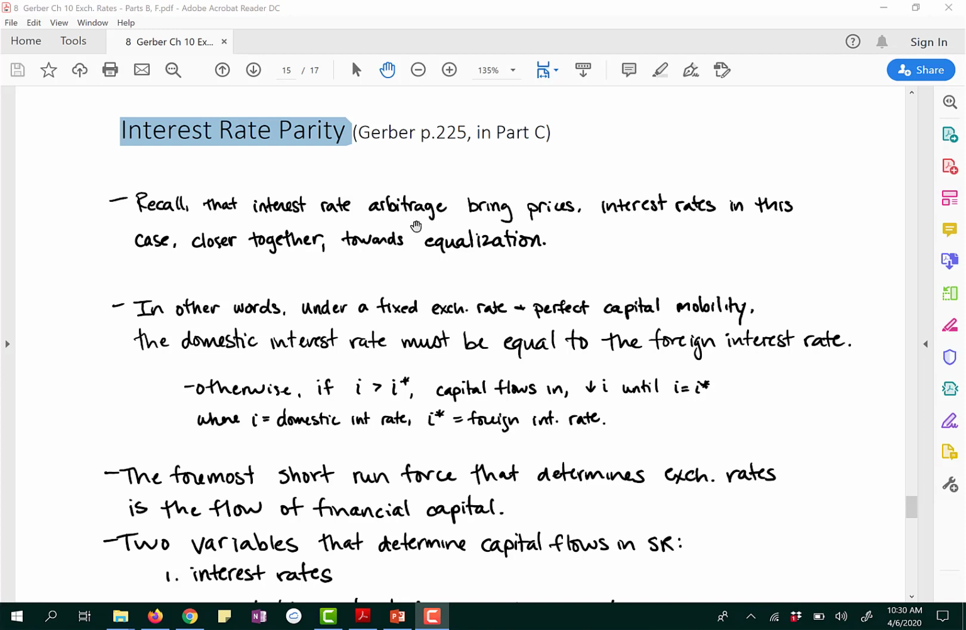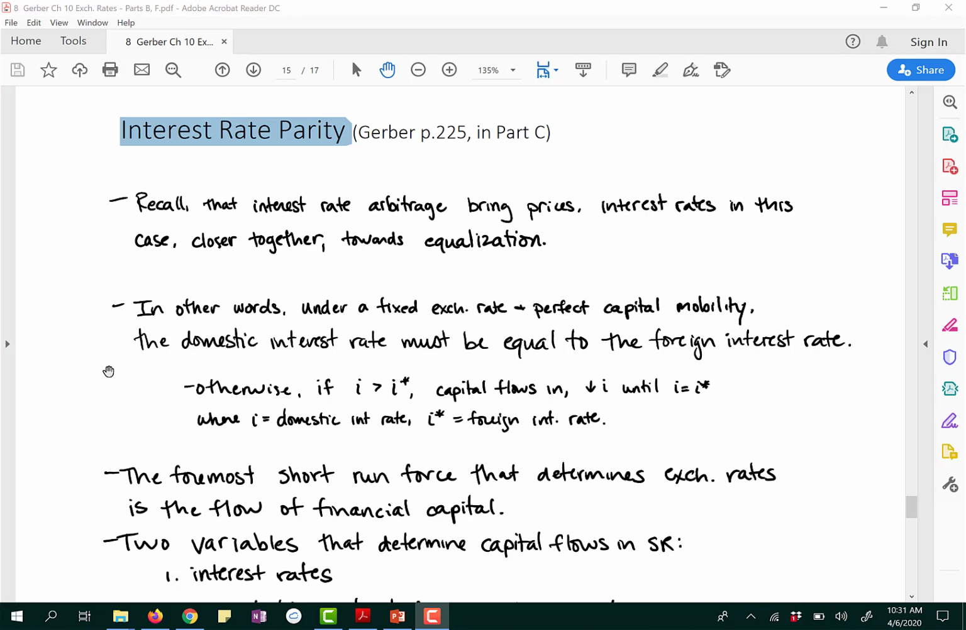Any sort of arbitrage has the effect of bringing prices closer together. So, for example, when lots of people rush to buy the good in the low price market, it raises demand and therefore price. When lots of people are trying to sell the good in the higher price market, the increase in supply pushes down price. So interest rate arbitrage is no different from other types of arbitrage. It pushes prices, which are interest rates in this case, closer together. This idea is known as interest rate parity.